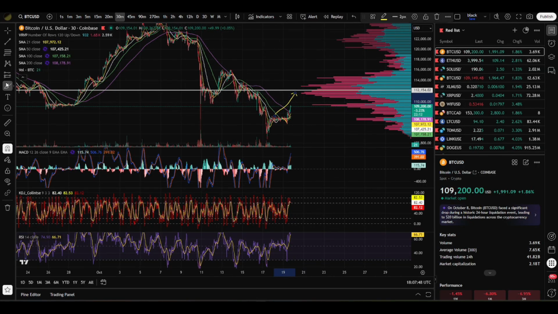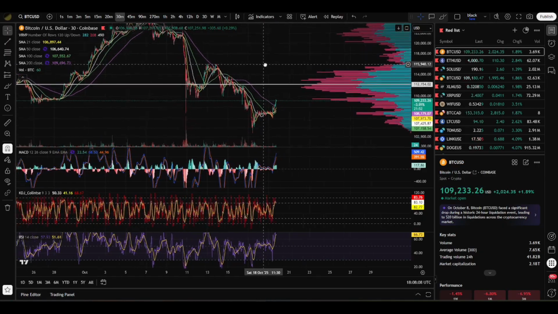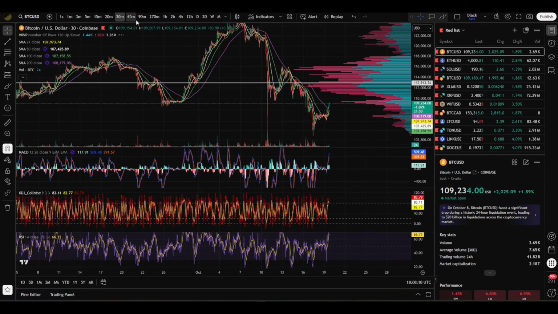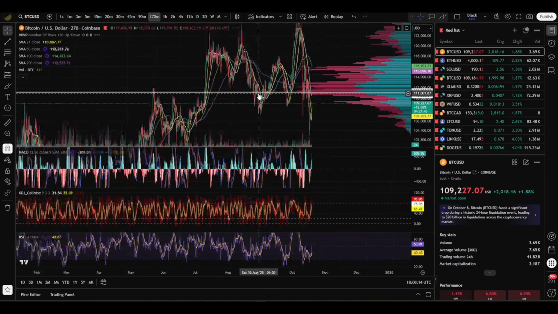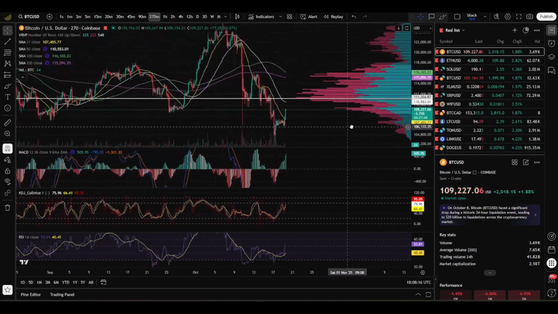So I'm thinking about 111.5 to about maybe here 113,000, peak at 113.5 possibly, and then continue our downtrend. And so I'll show you what that looks like real quick before we move on. Let's go on the 270. It's easier to draw on and see.